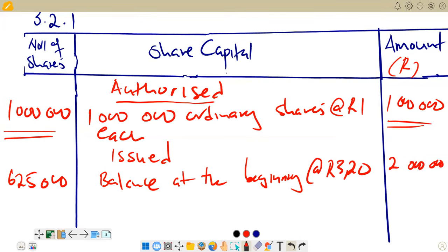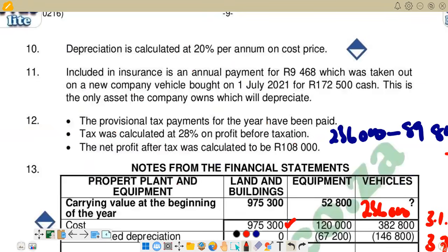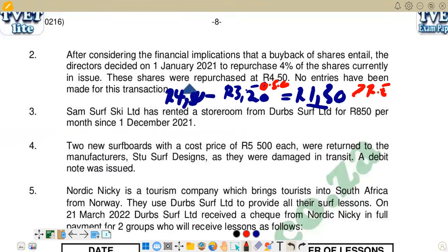And then we check again any adjustments in terms of any shares that were issued, any repurchases. This is what we can see there. Then, right, on item 2, that's where we've got a repurchase. After considering the financial implications that a buyback of shares entail, the director decided on 1 January 2021 to repurchase 4% of the shares currently in issue. These shares were repurchased at 4 Rand 50. No entries have been made for this transaction. So we are seeing they were repurchased at 4 Rand 50, but we are not concerned about the total amount that it was repurchased.